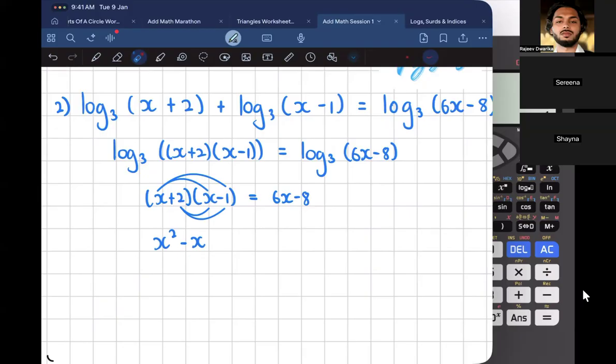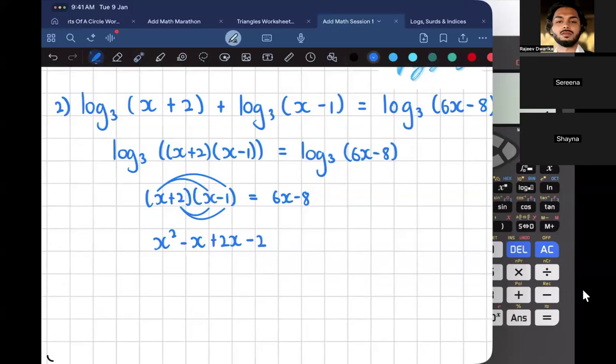Okay, right. Then positive 2x and then minus 2. I mean positive x. I mean, yeah, no, positive 2x. You say the correct thing.